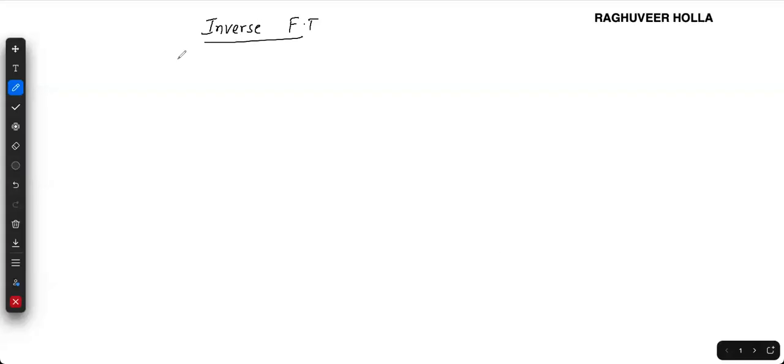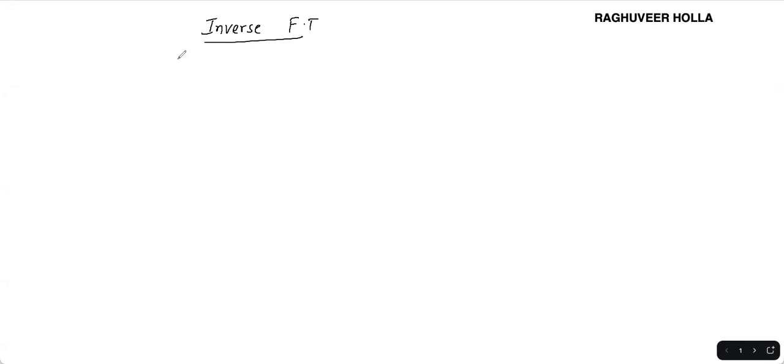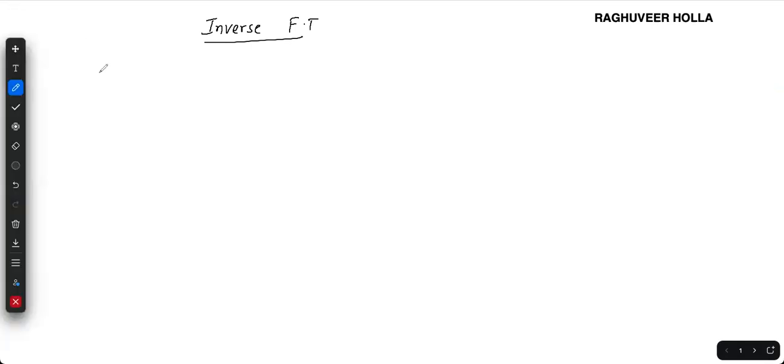So let us look at the inverse Fourier transforms. Okay. So the formula corresponding to this is f of x is 1 by root 2 pi integral minus infinity to infinity f of alpha e to the power minus i alpha x d alpha. Okay. So this is the inverse Fourier transform.